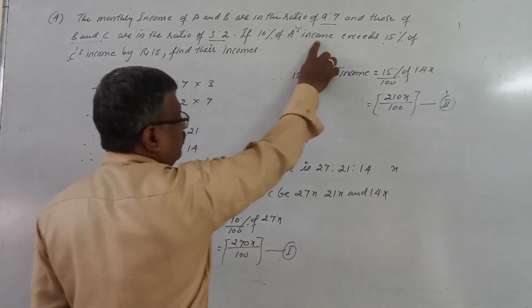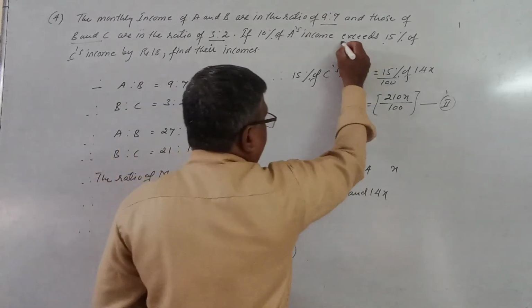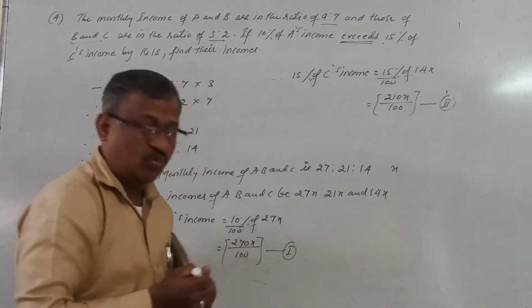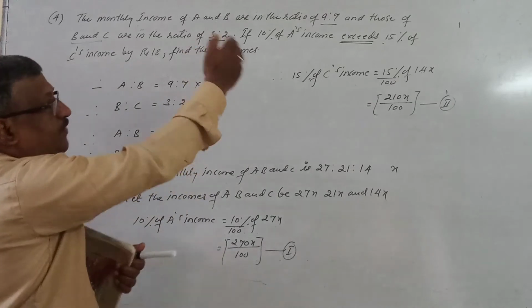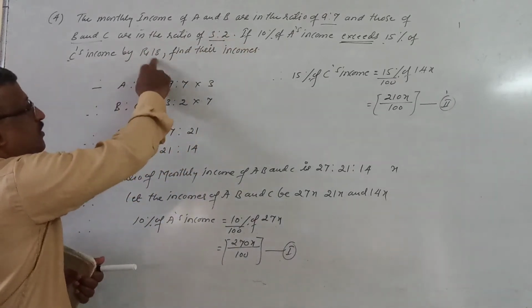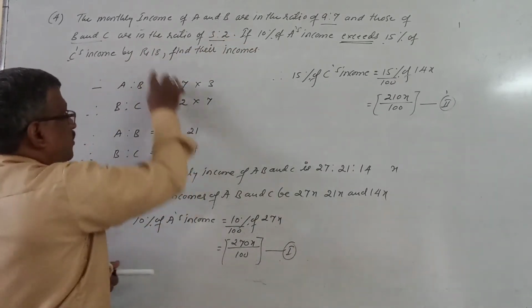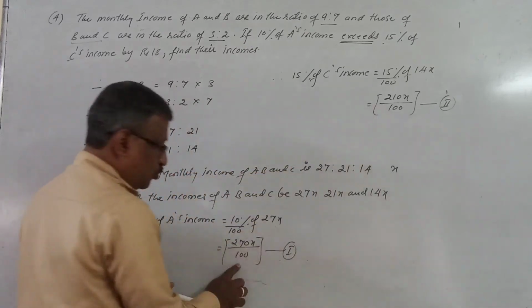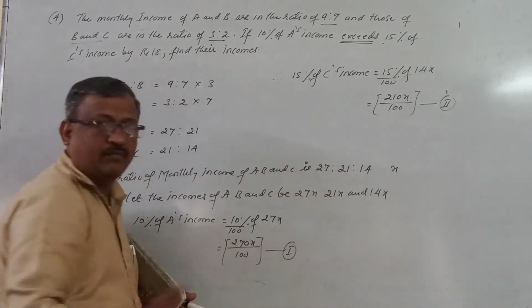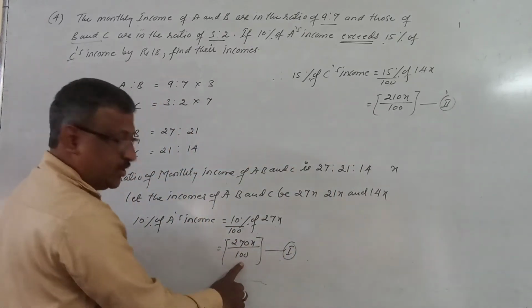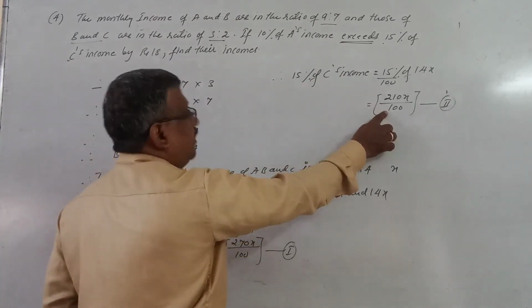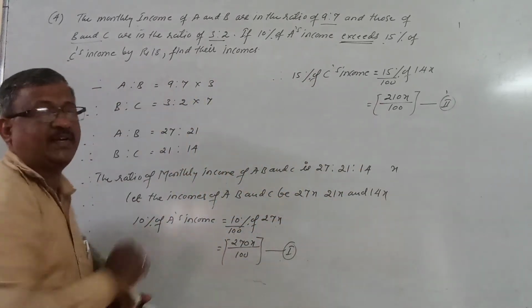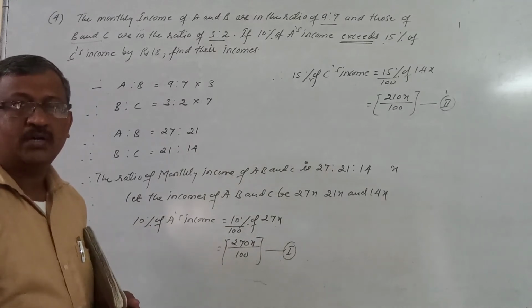If 10% of A's income exceeds, exceeds means it is more. So 10% of A's income is more than 15% of C's income by 18 rupees. So this 18 rupees is the difference between these two. To calculate the difference, you always have to subtract. From the greater income, if you subtract the lesser income, we get the difference, which is 18 rupees.